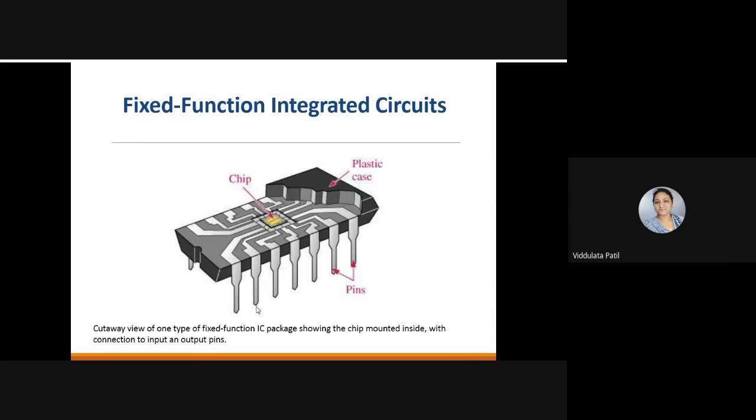Now, if we cut this fixed function IC, you will get this type of view. Okay, how many of you have cut an IC in a laboratory?